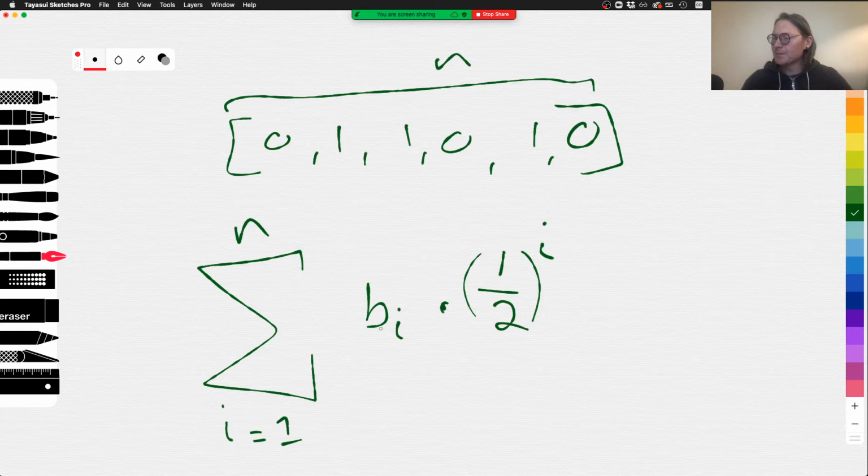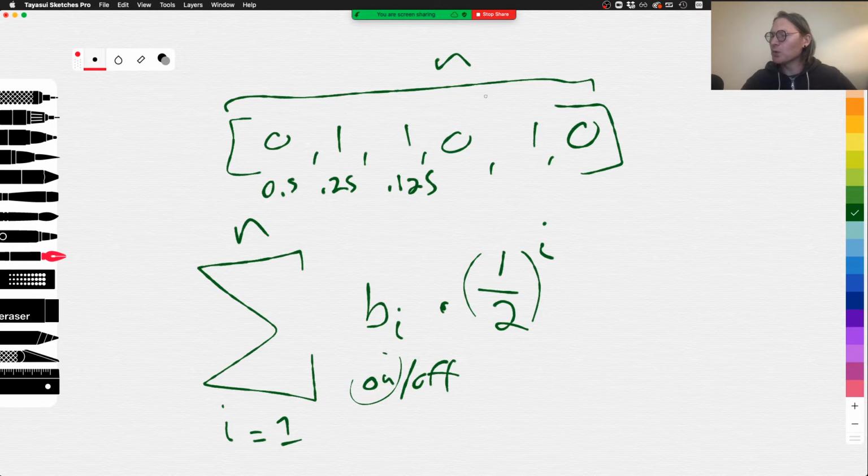So if we think about this, the b sub I is like an on-off switch, where 0 is off and 1 is on. And if this bit is 1, if this switch is on, then 1/2 to the I is going to be 1/2 to the first, or 1/2 to the second, 1/2 to the third, 1/2 to the fourth. We're applying a weight to each bit, right? So the weight of this first one is 0.5. The weight of the second one is 0.25. Weight of the third one is 0.125, and so on.